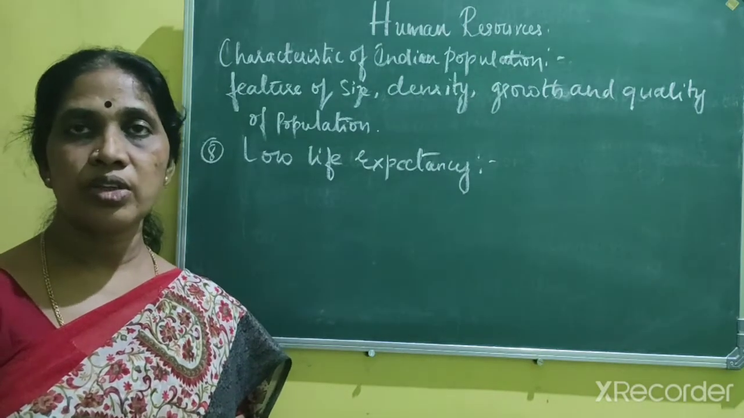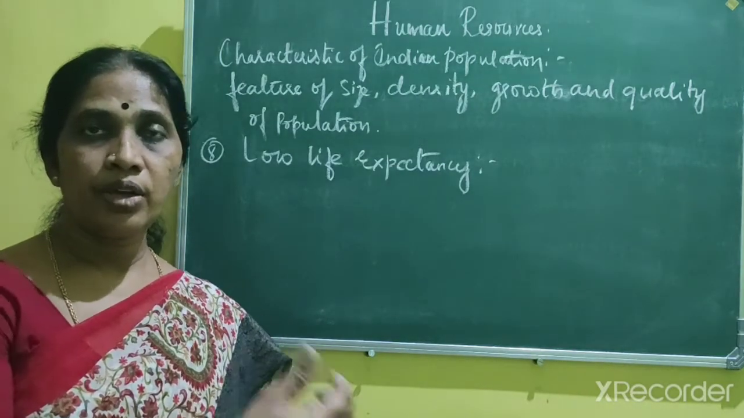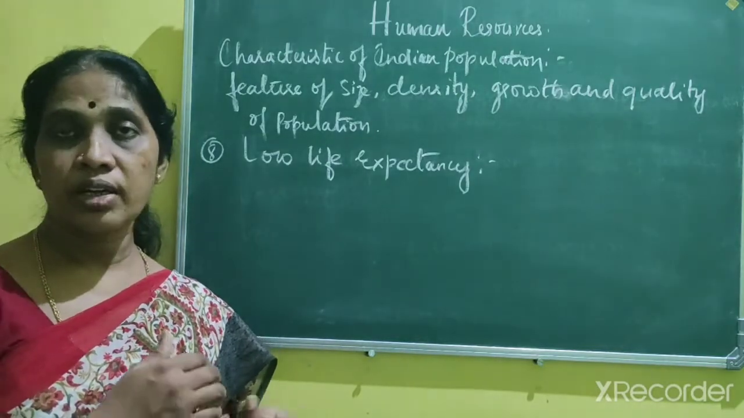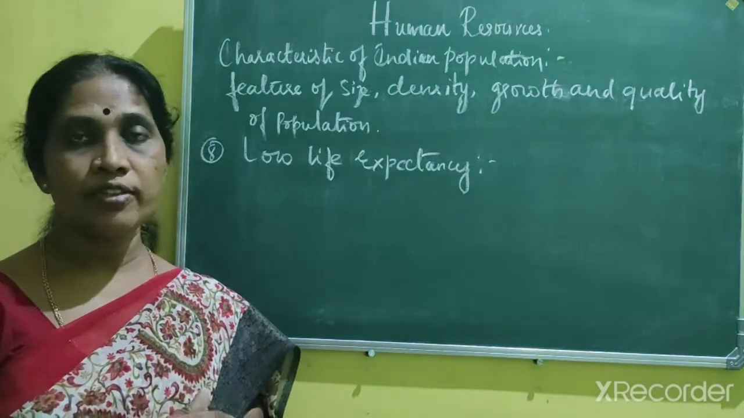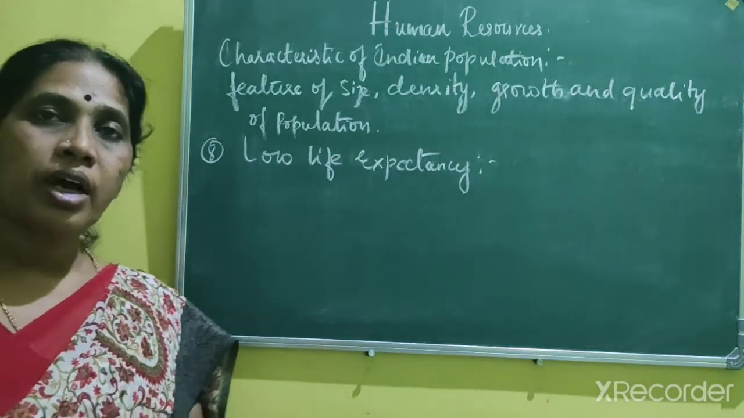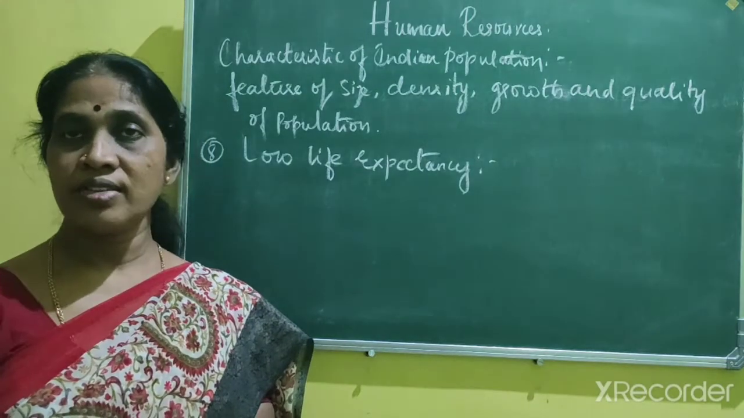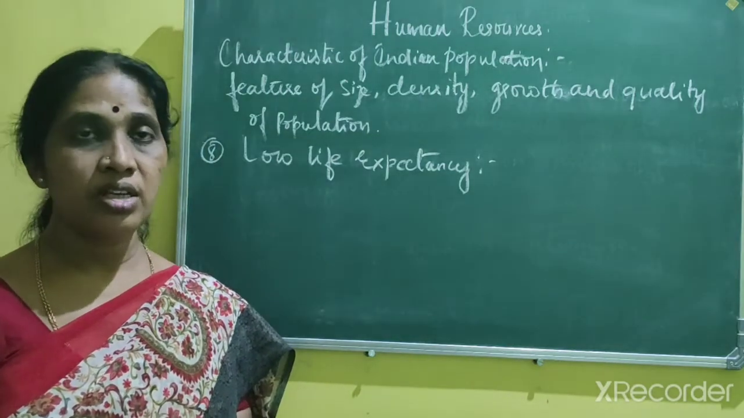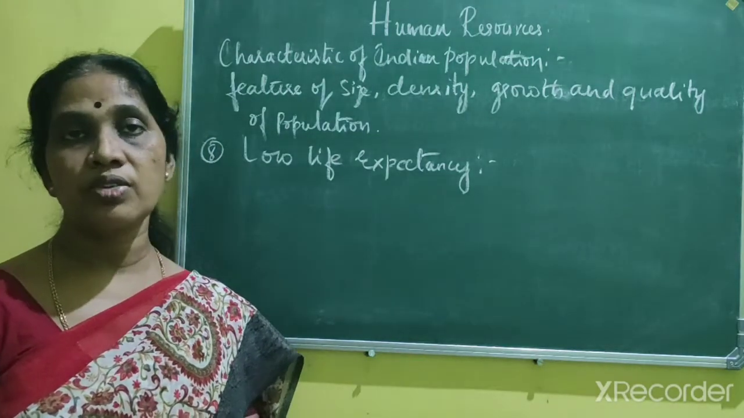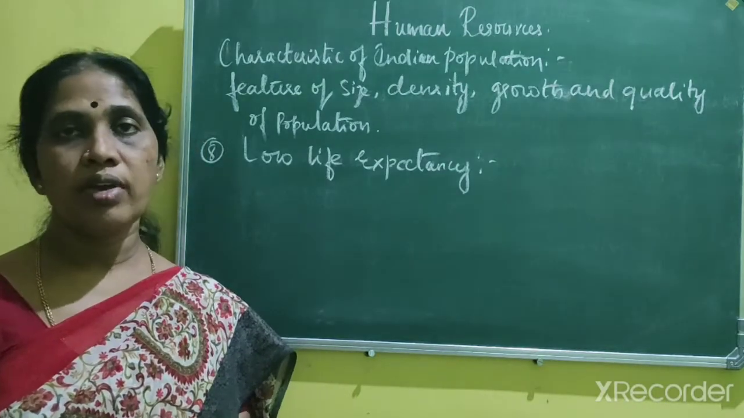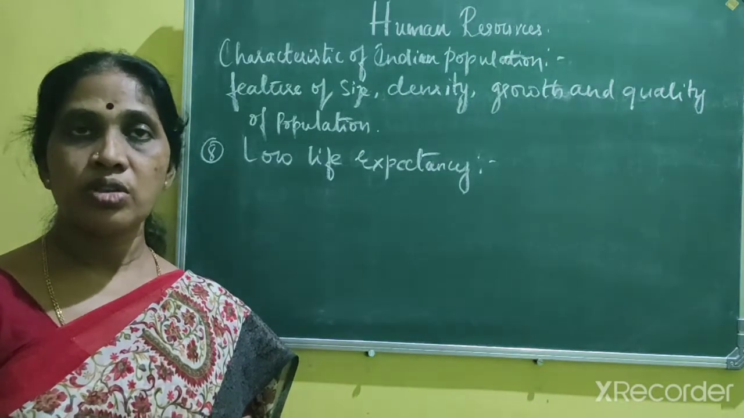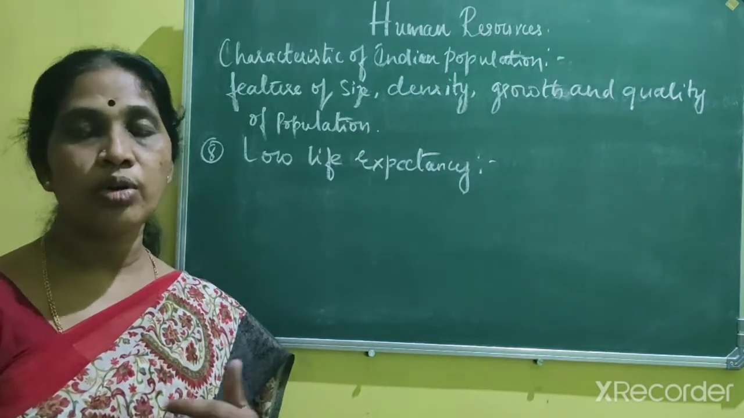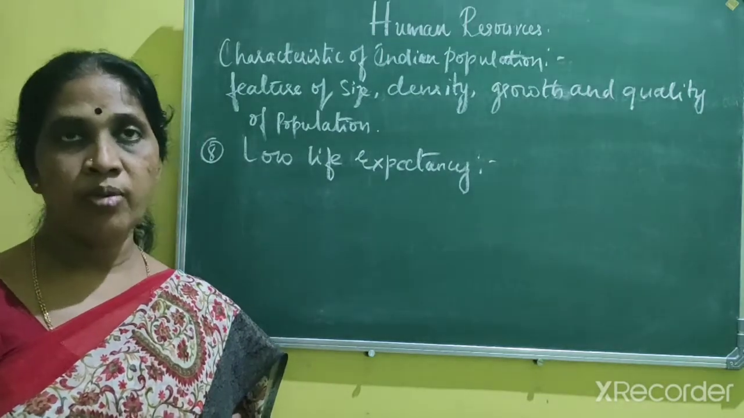When you compare to the previous years, it has gradually improved, because of the general improvement in the medical facilities. However, as I told, the life expectancy in India is low, but in other developed countries it is very high. Life expectancy in Japan is 80 years, and in Norway it is 78 years. So this is also one of the characteristic features of the Indian population, which you have to know in order to understand the population problem of a country.